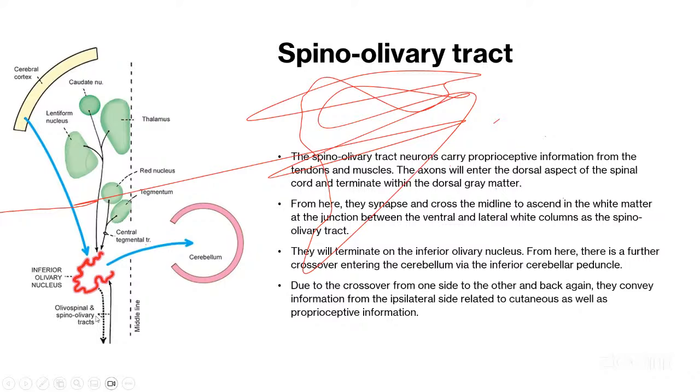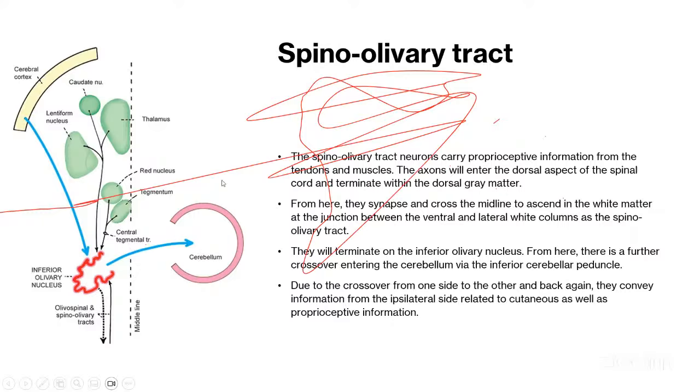From here, they synapse and cross the midline and ascend in the white matter at the junction between the ventral and lateral white columns as the spino-olivary tract. They will terminate on the inferior olivary nucleus. From here, there is a further crossing, from this side to the opposite side, and they enter the cerebellum via the inferior cerebellar peduncle.